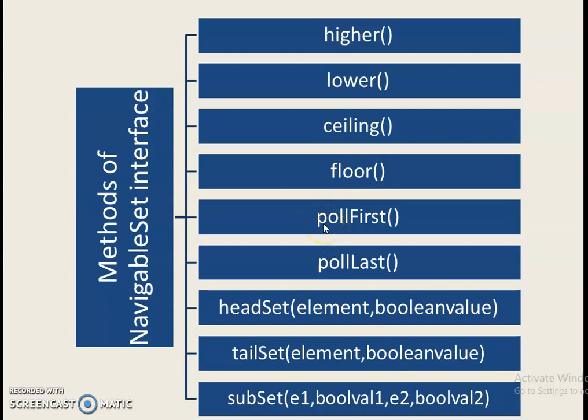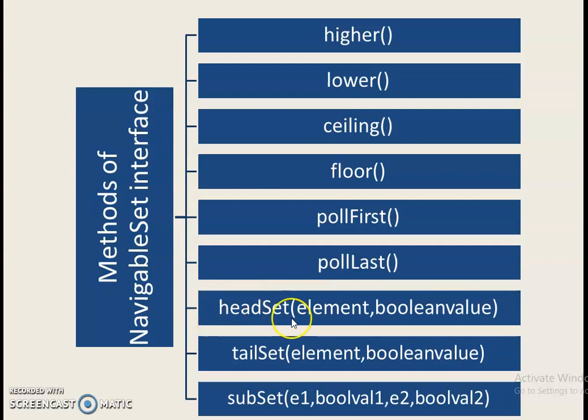Next we have poll first. This method returns the first element of the set and it removes the first element from the set also, right? Next we have poll last. It returns the last element of the set and also removes that element, right?